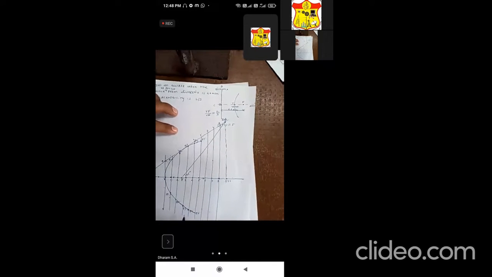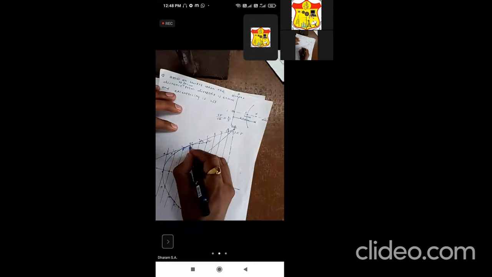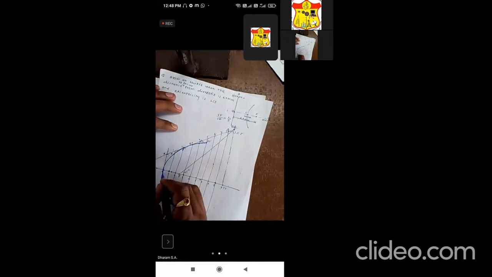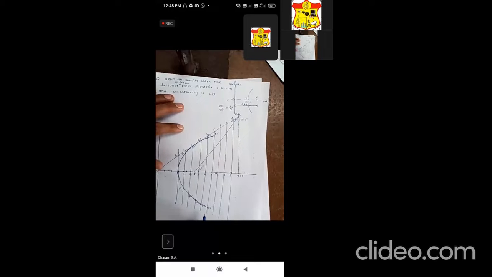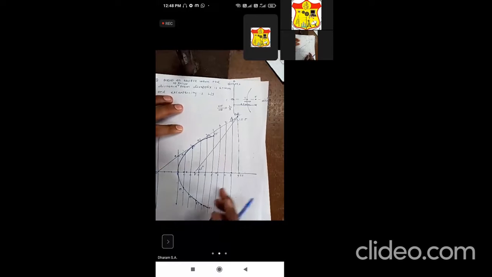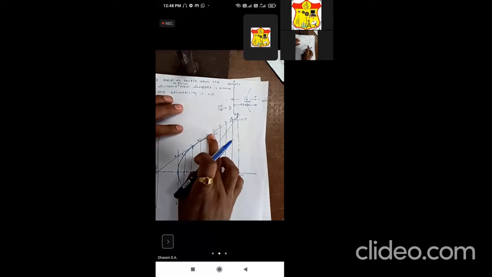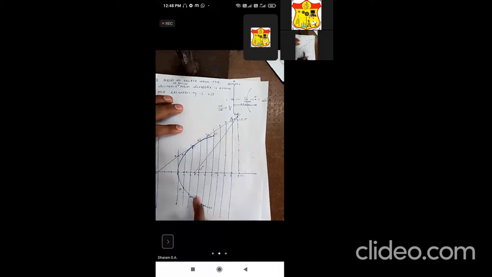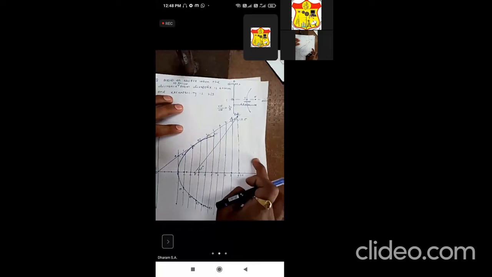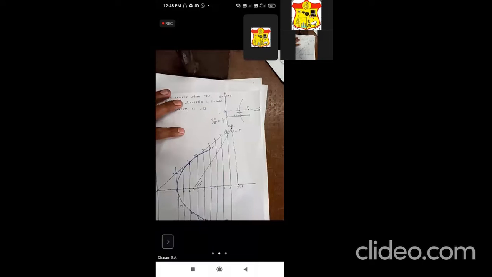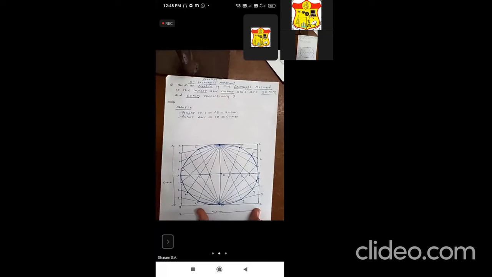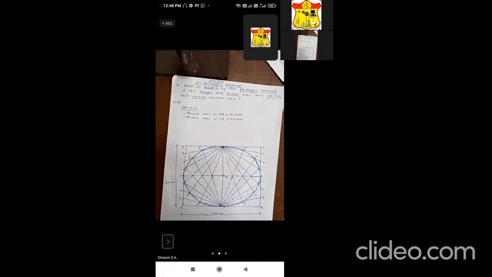As I have taken random dimensions, it may be possible that it will not come out that accurate, but the procedure is important. In a similar way, join the respective other points and you will get a curve like this, the total curve. This is only a half portion. A similar half portion you will get in this direction, and you will get a curve in the same manner as we got in the rectangle method. It's the same ellipse we get by the directrix focus method.